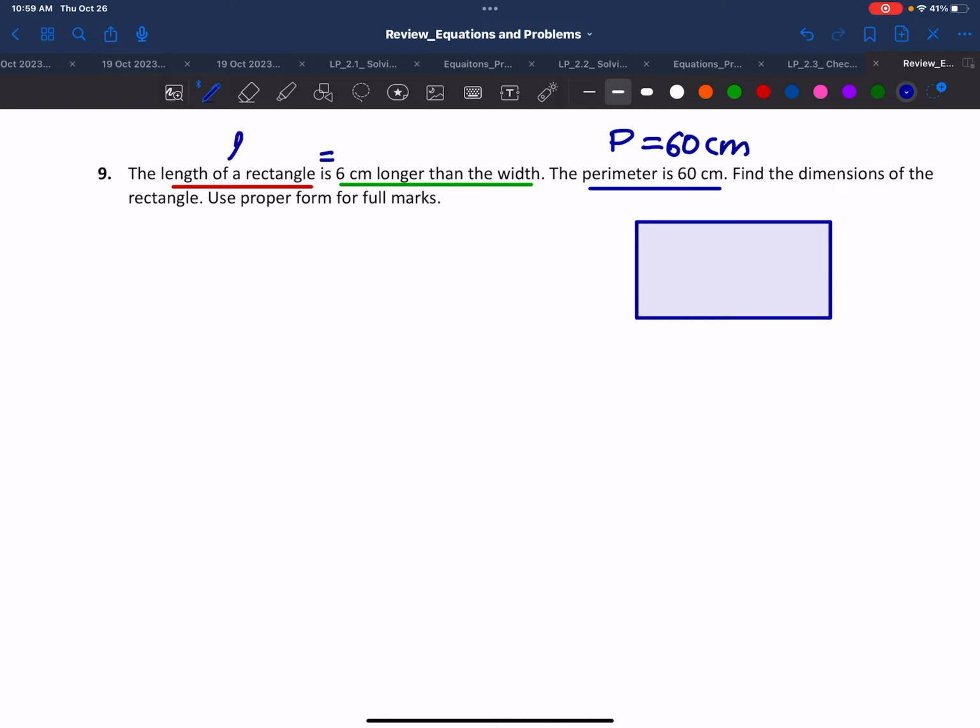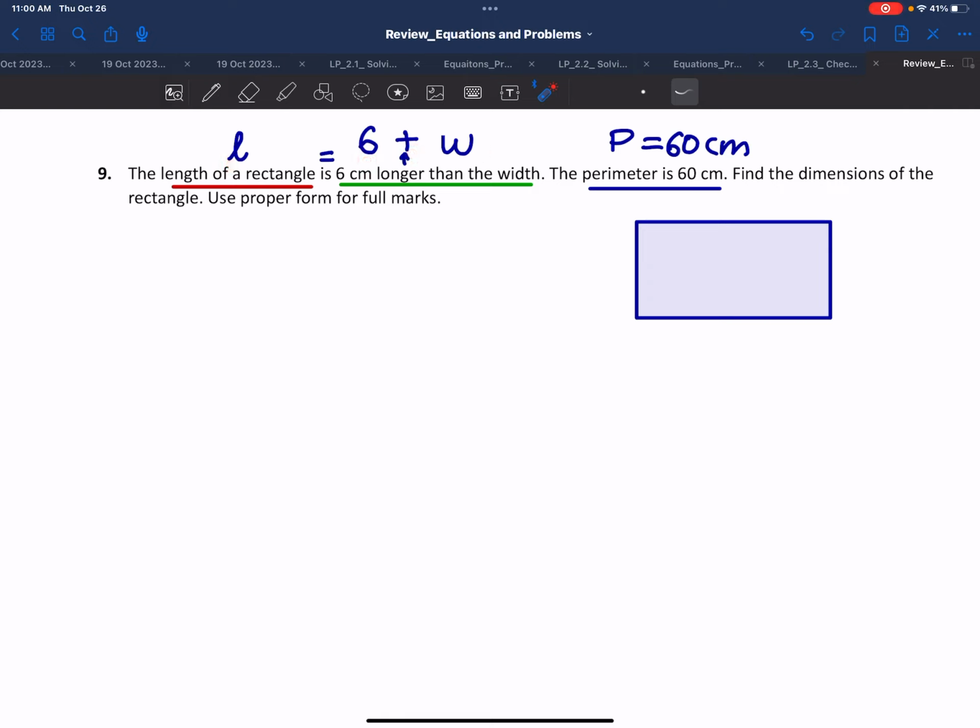And the length of the rectangle, which can be L, would be equal to 6 centimeters longer. So when we say longer, we mean extra or in addition to the width, which we can denote by the letter W. So it seems that the length will be 6 more than W.